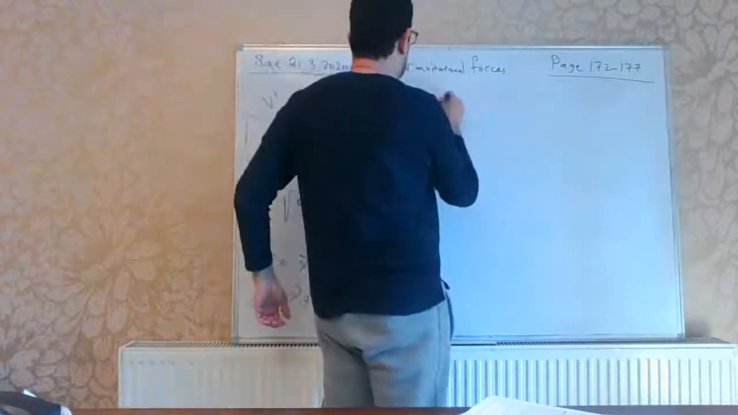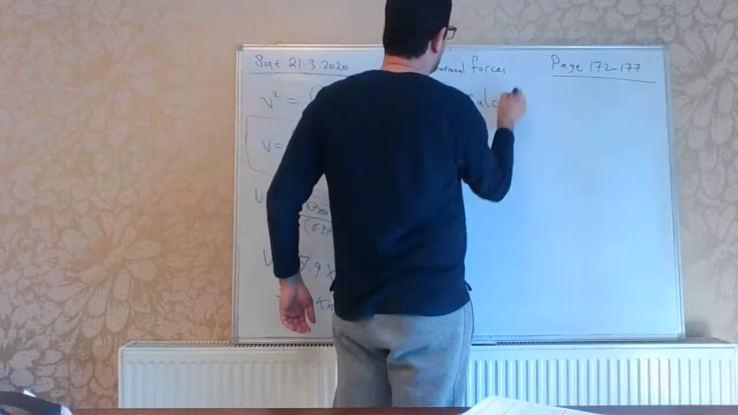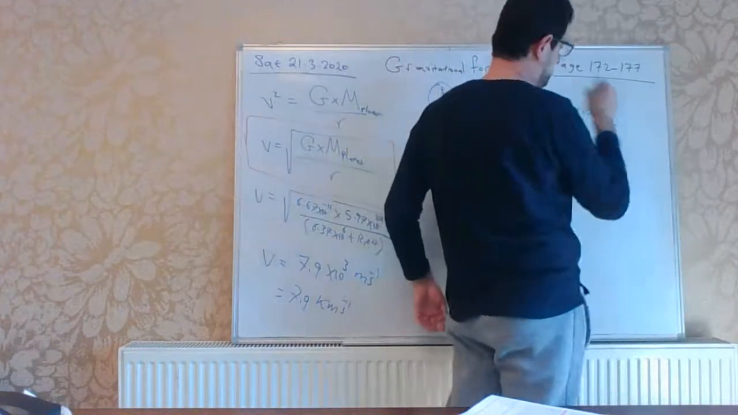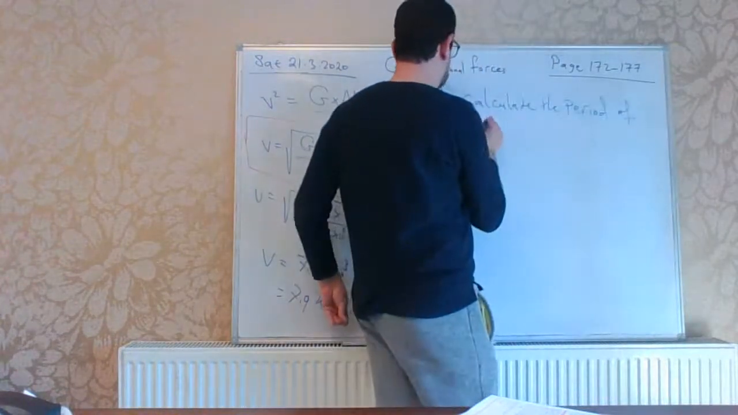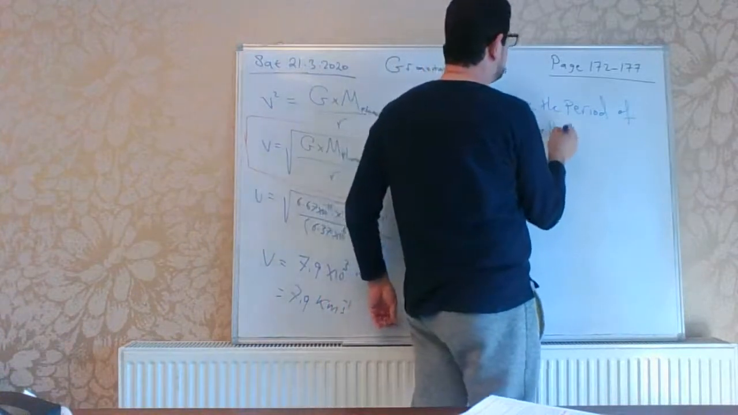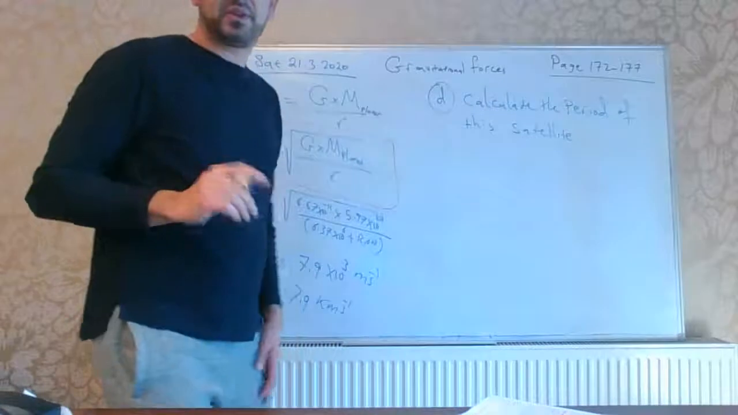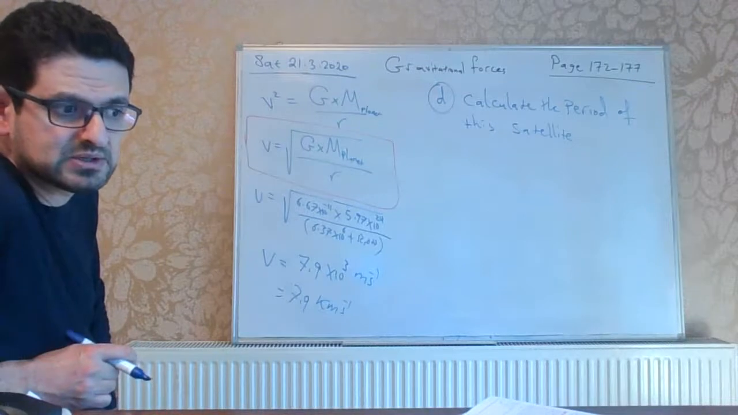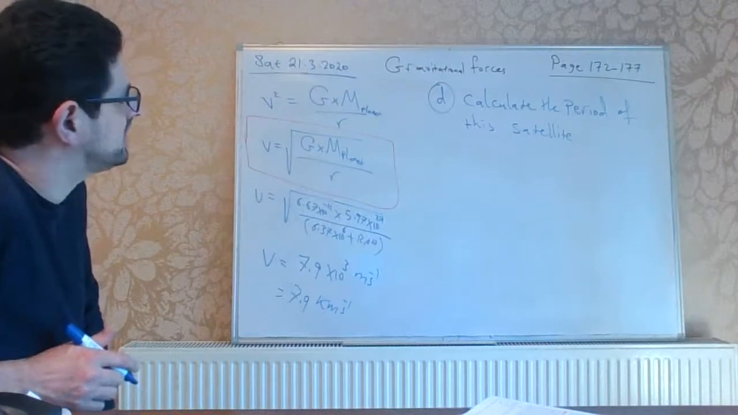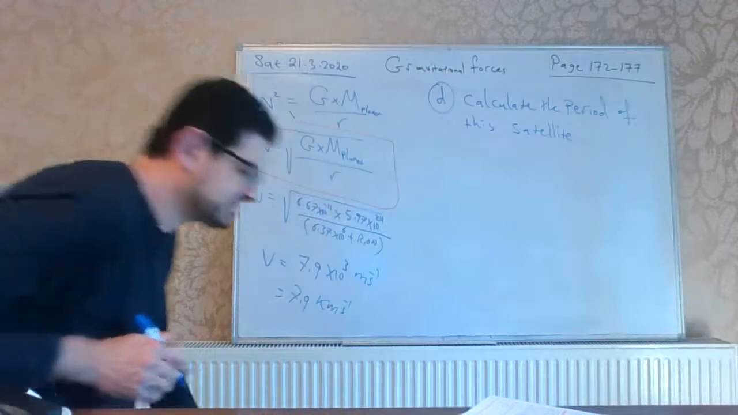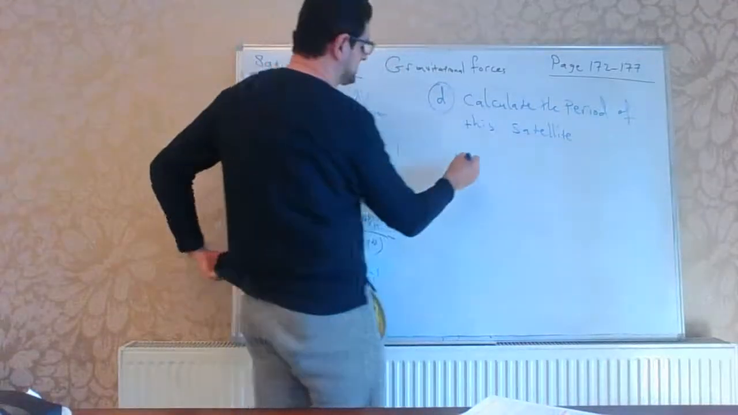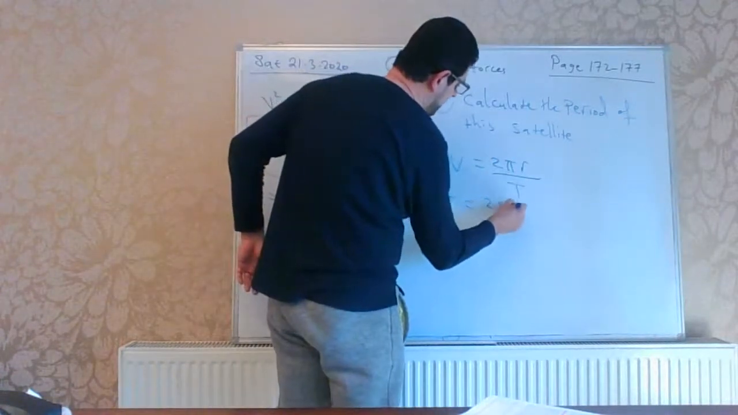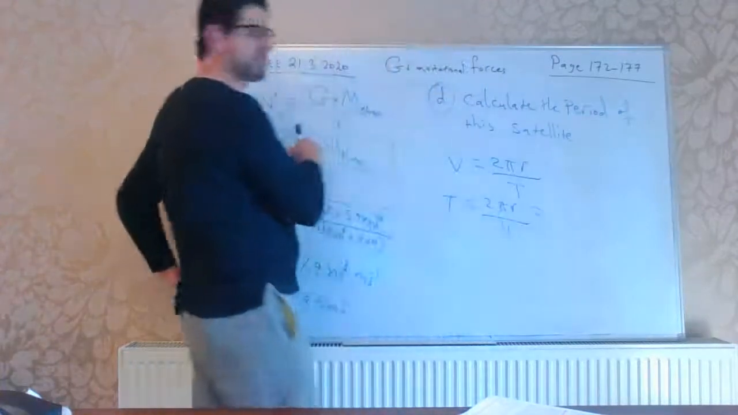Okay. D. Calculate the period of this satellite. Period means the time needed for the satellite to finish one full cycle, or one full circle. How do we do it? Since we know the speed is 2 pi r over t, t is 2 pi r over v, which is the orbital speed.